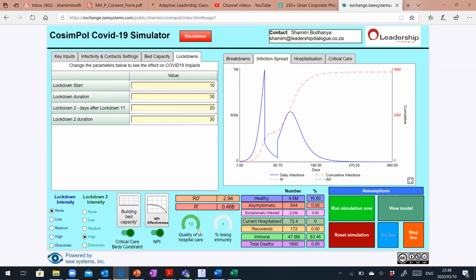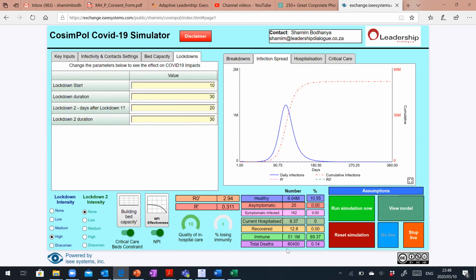lockdown, non-pharmaceutical interventions, and improving the quality of healthcare. But we do know that lockdowns also have a whole lot of adverse effects, and we need to also look at, if I take down lockdown 2 and I go back to lockdown 1 and go high, you'll notice that's now taken us to 80,000, added another 80,000 odd deaths.